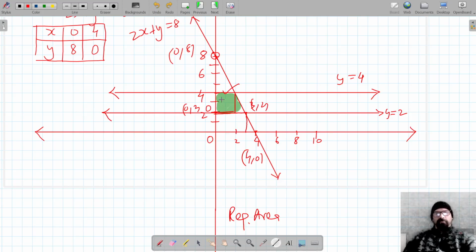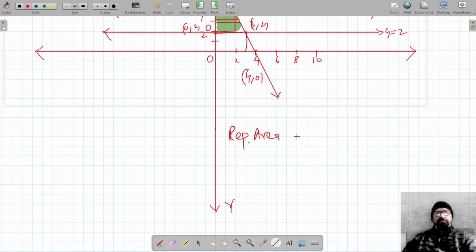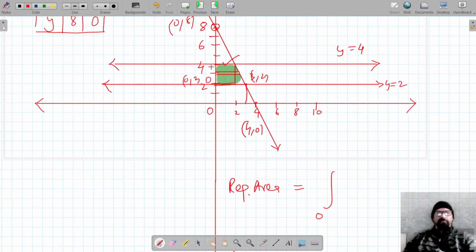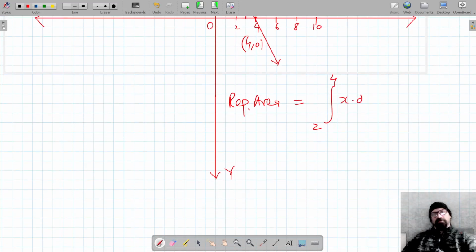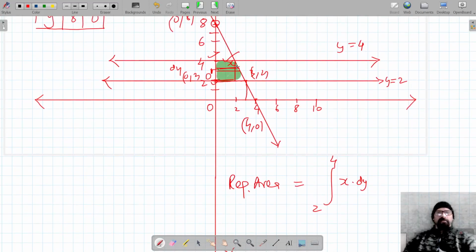So if I take the horizontal stripe, it would be like this. Now the required area goes from the limit 2 to 4, and this width is now dy, and this length is x. So it's x into dy, and x is under the graph of this line.